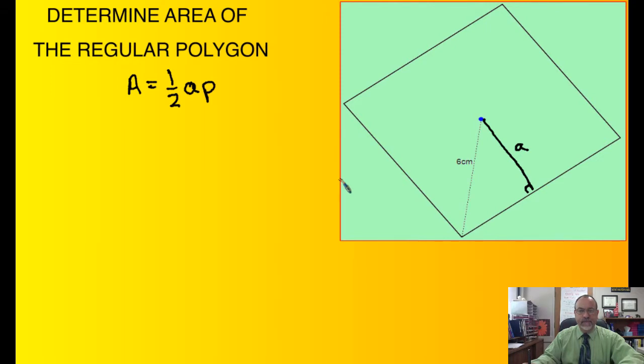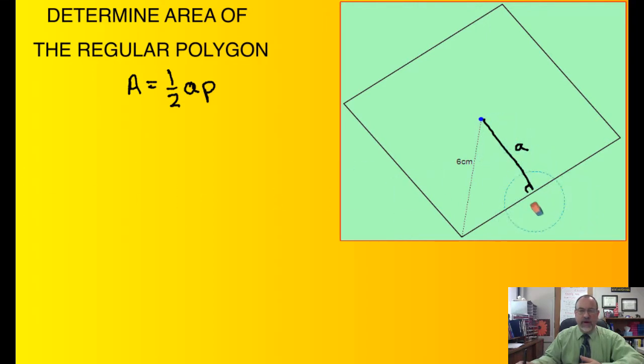Another twist to this problem is that I need to know the perimeter, and I don't know the length of this side. So I'm going to have to figure out the length of the side in order to find the perimeter as well. So I'm going to have to do two things in order to find the values that I need, the numbers I need to substitute into my formula.